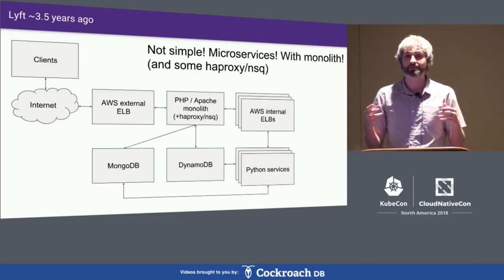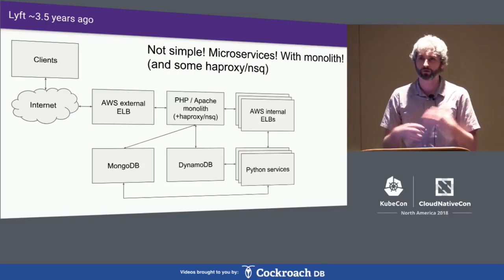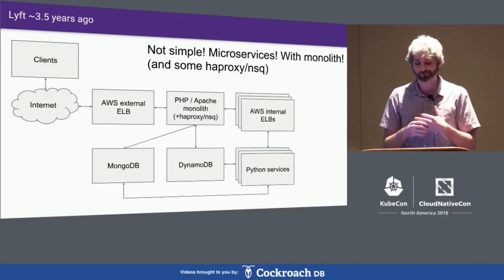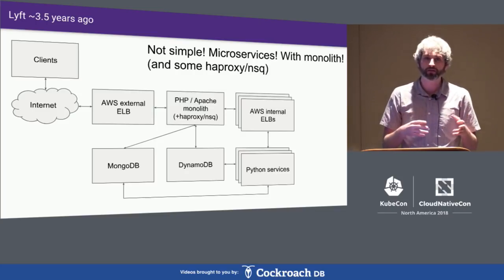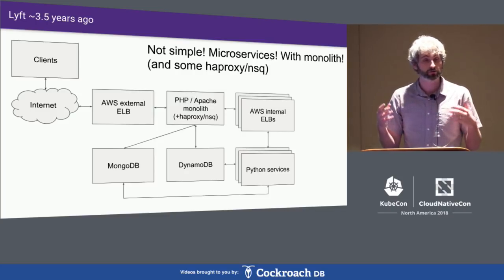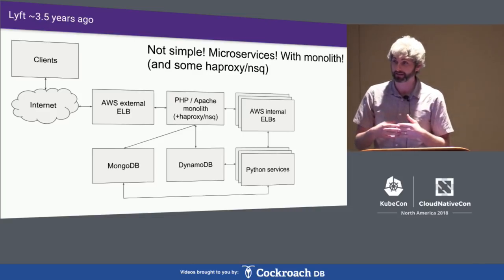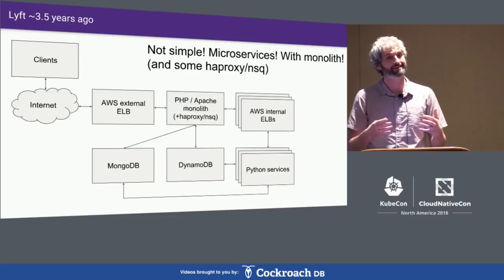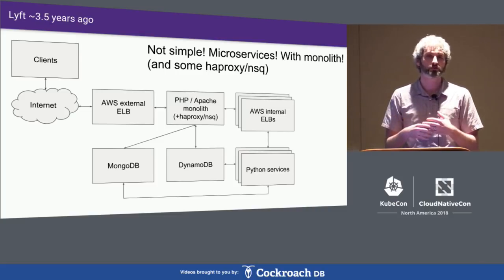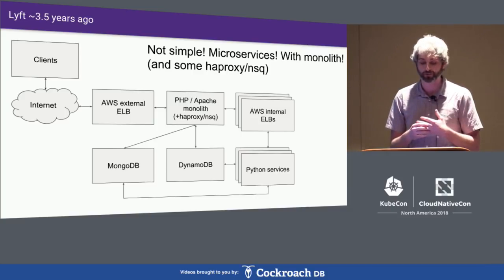We now have 2 databases, so MongoDB and DynamoDB, and we now have probably 20 or 30 different microservices in Python. And this architecture compared to the one previous is probably an order of magnitude more complicated. There's more hops, there's more places that things can go wrong, there's more virtual infrastructure, there's some black boxes in terms of those load balancers, so it can be very hard to understand where things are actually breaking.